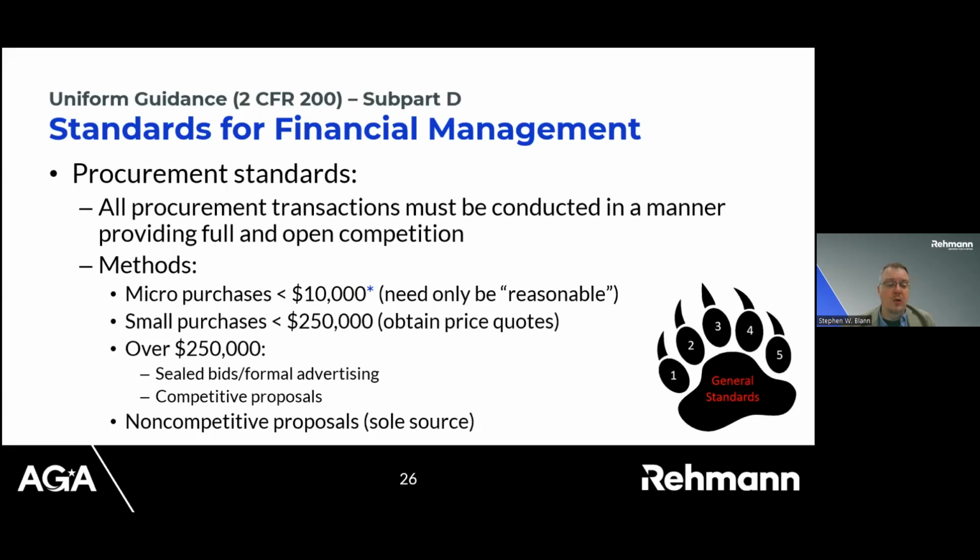Now, there's also a rule or a provision for non-competitive proposals. We call it sole source. And there's a process by which you can justify not competitively bidding something. The first reason to do it is because it's a micro purchase, meaning you never had to in the first place. But other options include there is no appropriate competition available.